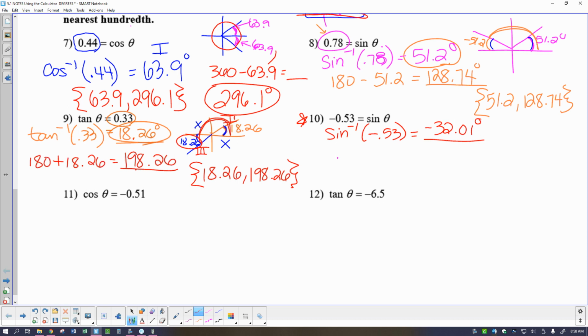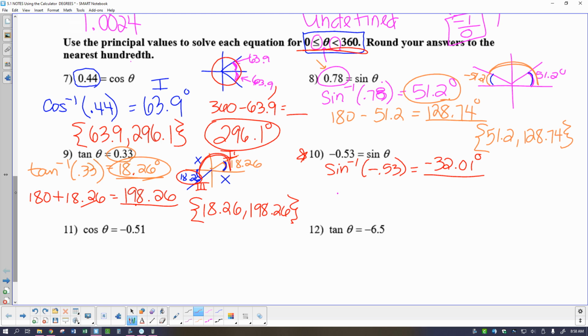Think about where our solution set has to be. Our solution set has to be between 0 and 360. This is negative 32. That does not land in the correct quadrant or the correct solution set. So we have to give the correct answers here. So we're trying to figure out, when is sine negative? What angles make that happen? Sine is negative in the third and the fourth quadrant. So we're going to have to use that to our favor to figure out our answers.